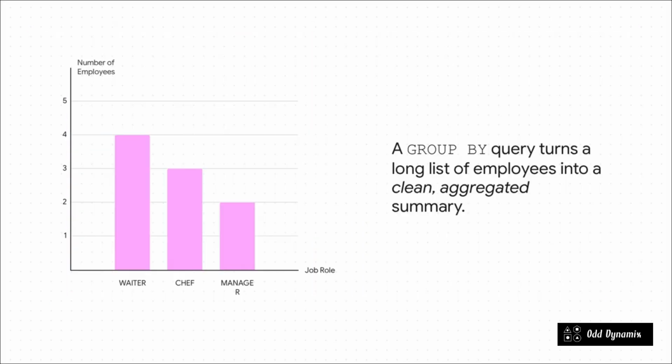And this bar chart, this is a perfect example of what group by does. A query that says basically, count the employees and group them by their job would give you this exact result. So instead of a long, boring list of every single person, you get this one clean, easy-to-read summary. We've got 4 waiters, 3 chefs, and 2 managers. It instantly turns a table of raw data into a story.